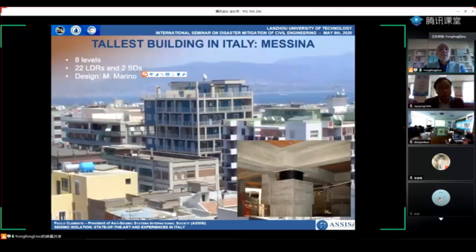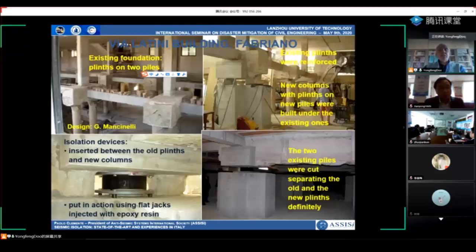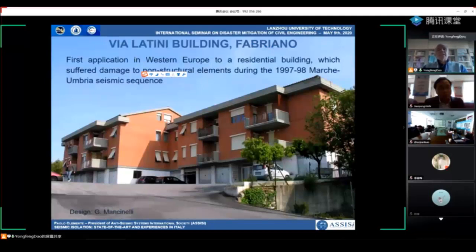This is the tallest building in Italy, just 8 floors, in Messina, the tallest isolated building. While in this building in Rome, seismic isolation is used to realize a tuned mass damper at the top. Well, most of the applications in Italy are for the retrofit of existing buildings.